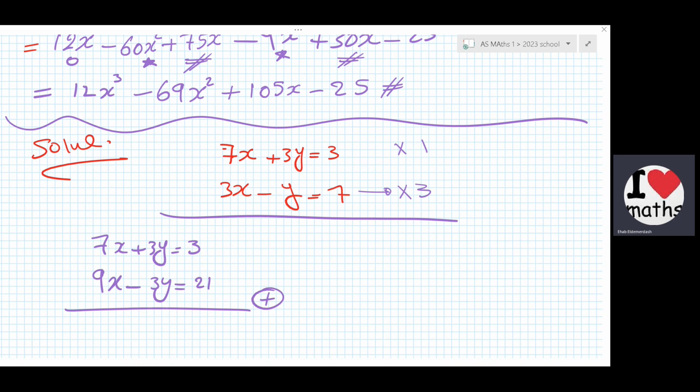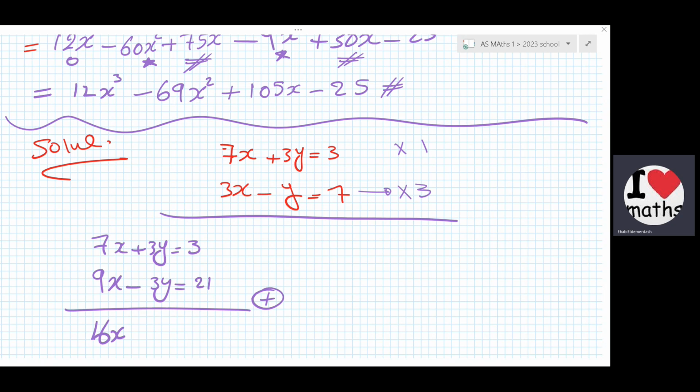So when one is plus and the other is minus, what happens? When we are adding the two equations, the coefficient will cancel, meaning the term will disappear. Here the x will be collected together, the y will be cancelled together. So here 7x plus 9x, what's the answer?